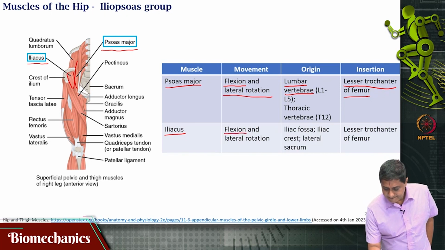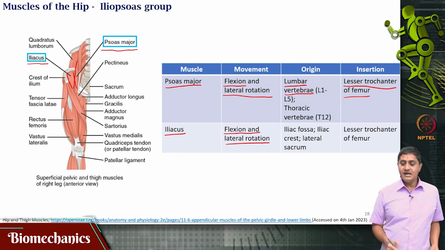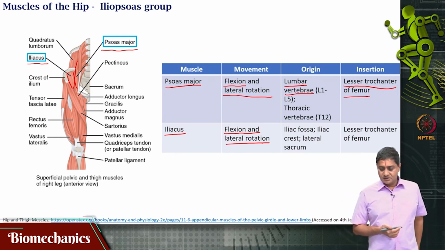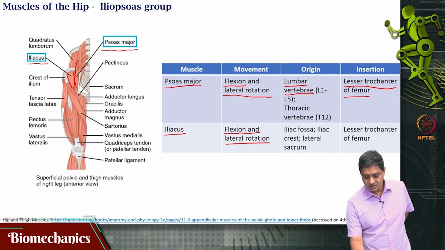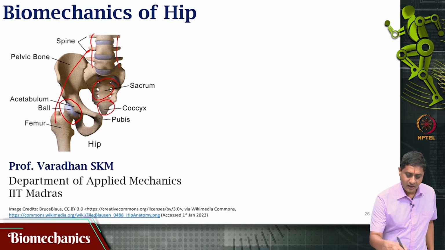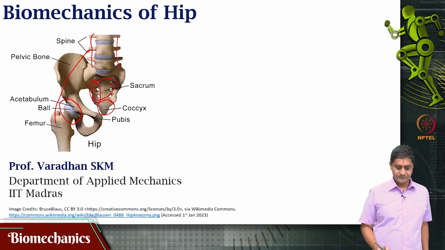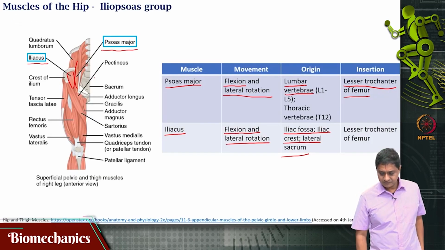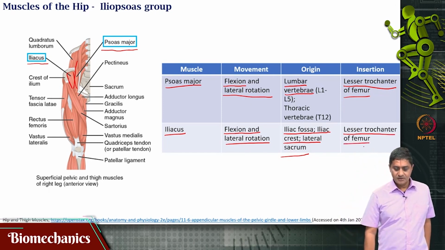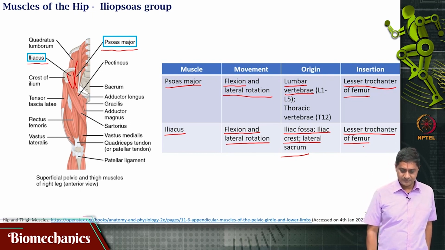The iliacus also is responsible for flexion and lateral rotation. This originates on the iliac fossa and the iliac crest and the lateral sacrum. So, going back, somewhere here on the back side, and the insertion is again on the lesser trochanter of the femur. This is only one of the many groups of muscle. This is the iliopsoas group.